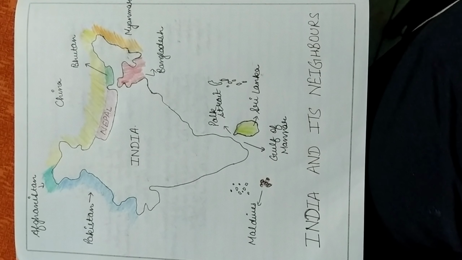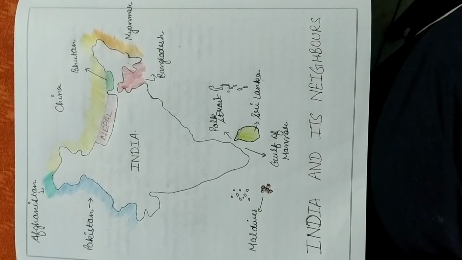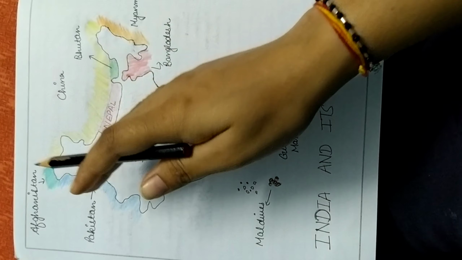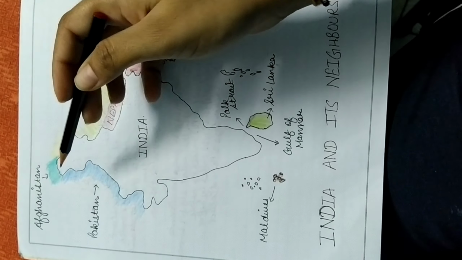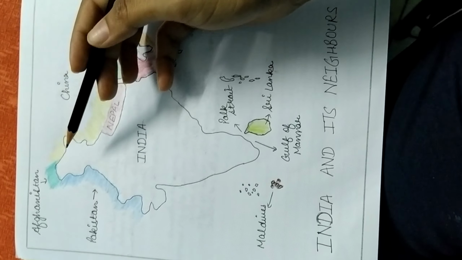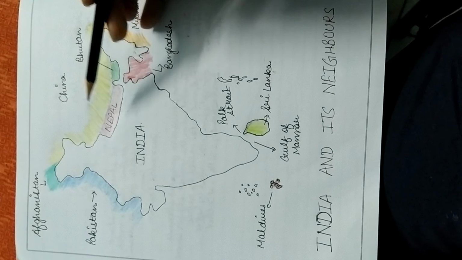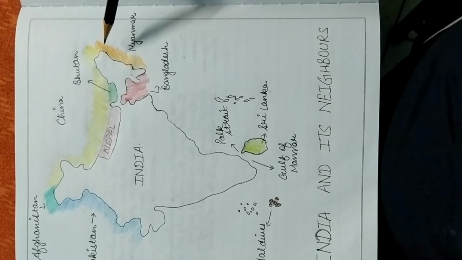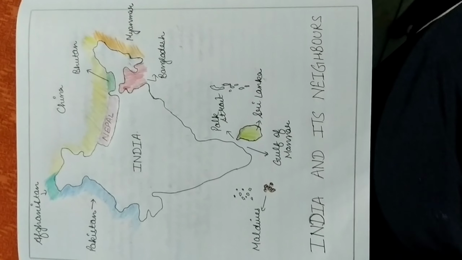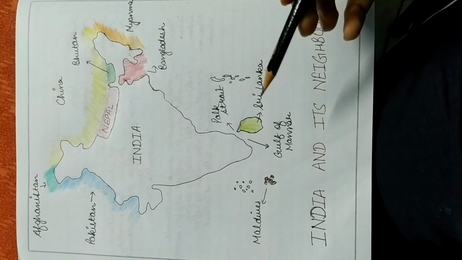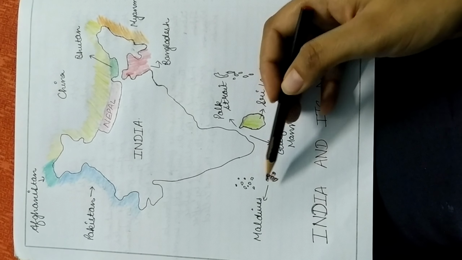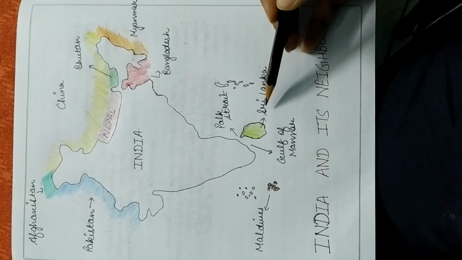So as we all know, India has a long land boundary, that is 15,200 kilometers. In the northwest, India shares its land boundary with 2 countries, that is Pakistan and Afghanistan. In the north, it shares its boundary with China, Nepal, Bhutan, and in the northeast it shares its boundary with Myanmar and Bangladesh. In the south of India, there are 2 neighboring countries, that is Maldives, which is in the south of Lakshadweep, whereas the other is Sri Lanka.